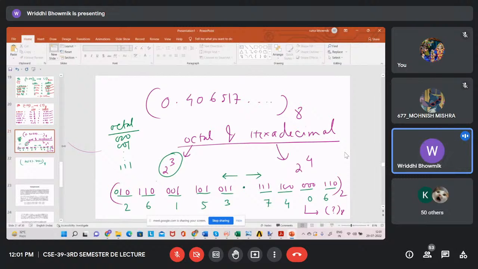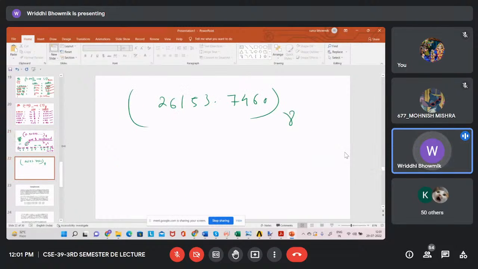and also the number range, the value is in the range of 0 to 7, from 000 to 111. So each number contains 3 binary bits. That is why I am making the group of 3 bits.